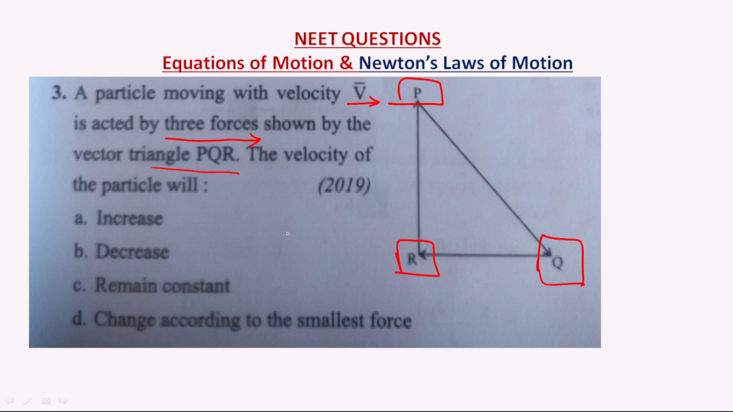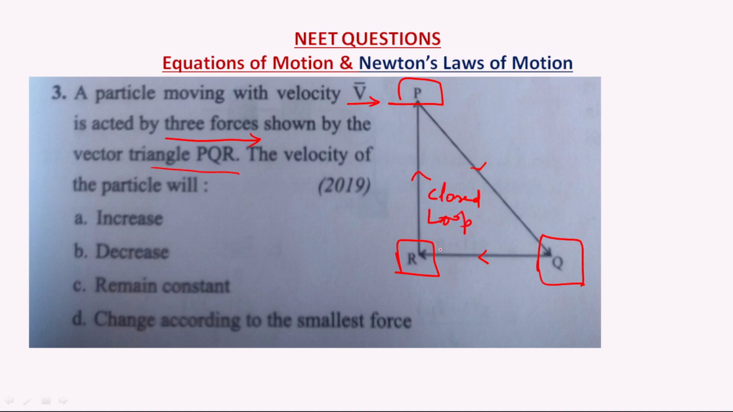The velocity of the particle will be increasing, decreasing, remain constant, or change according to the smallest force. So that we need to find out. Let us see how those forces are acting on that particle. You see that in the vector diagram, PQ is in this direction, then QR is in this direction, and RQ is in this direction. So it is forming a closed loop.